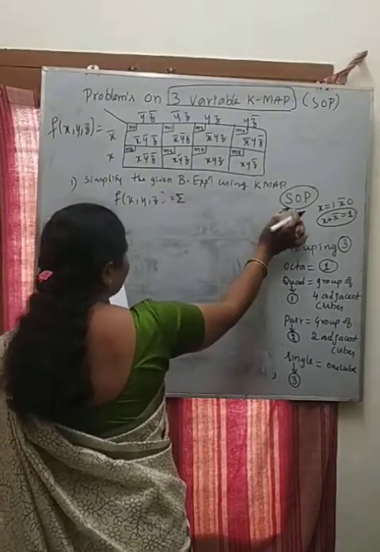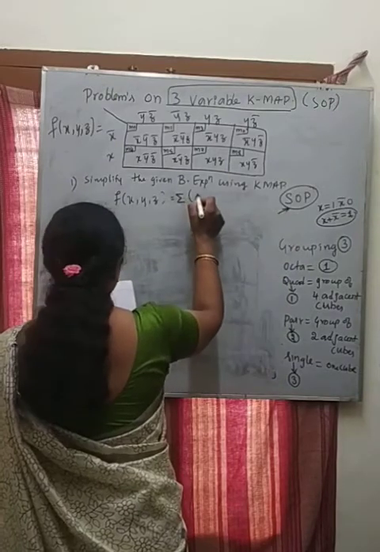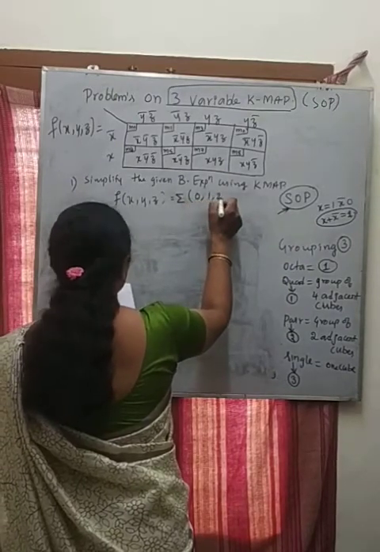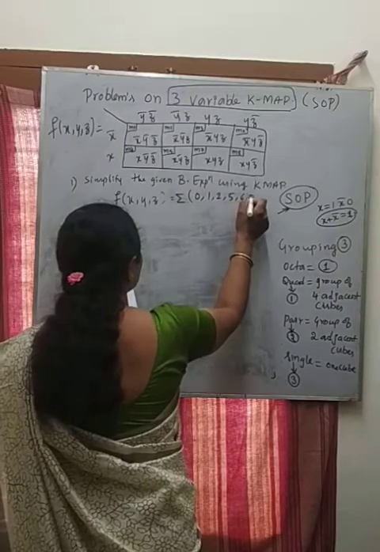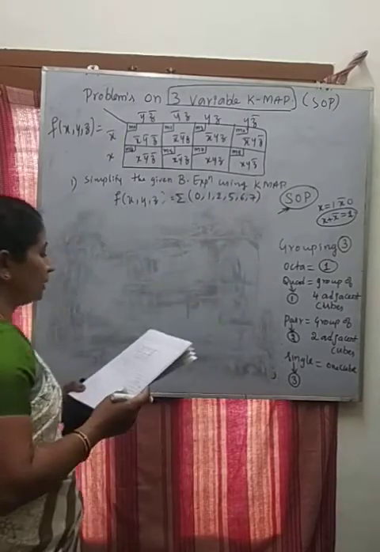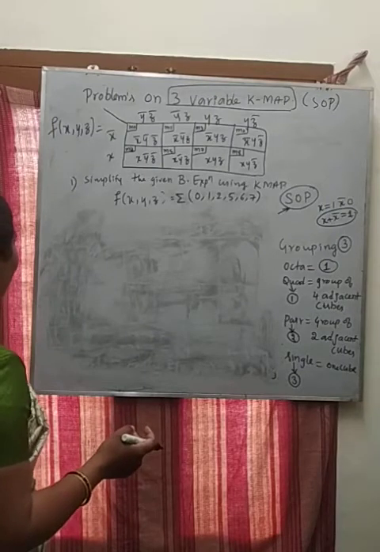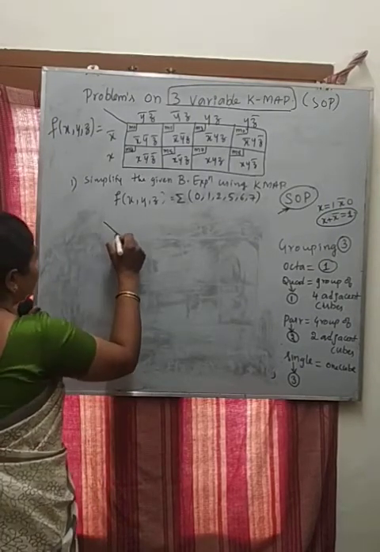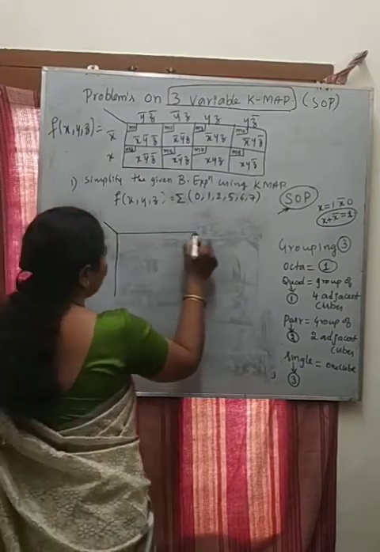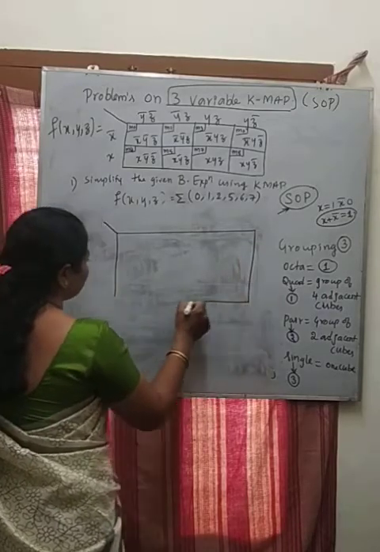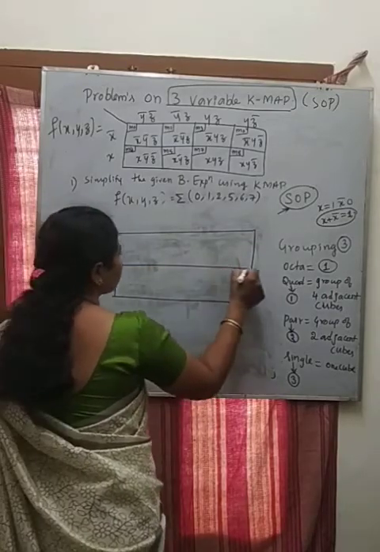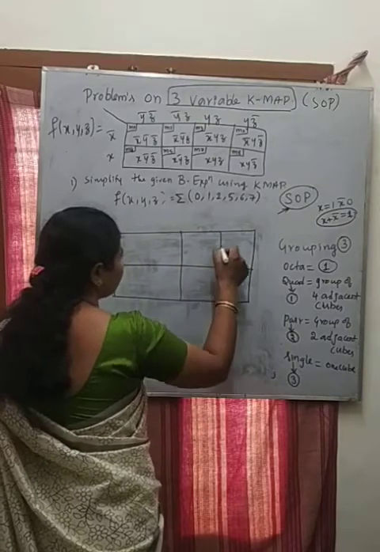Sigma, nothing but SOP, 0, 1, 2, 5, 6, 7. So these are the terms we have. We need to simplify using KMAP. Draw the table. Table with 8 cubes, 2 rows with 4 columns.